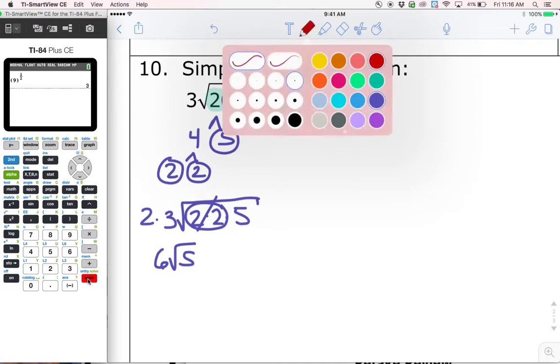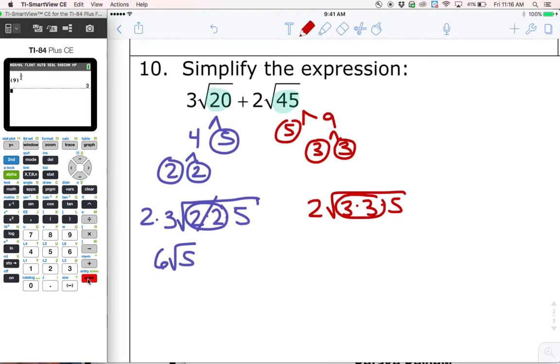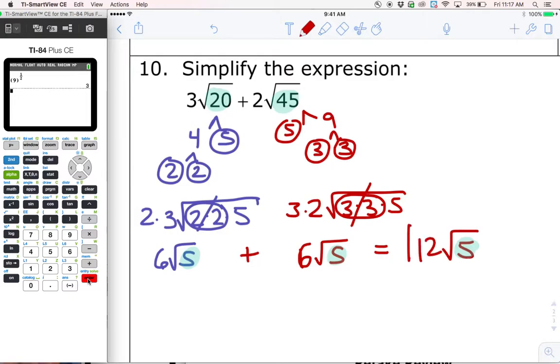Now the 45, we're going to do the same thing. I'm going to use 5 times 9, and then 3 times 3. And I already had the 2 outside, right? That was given to me. And I've got 3 times 3 times 5. All right, I've got a pair of 3's this time. So 3 goes outside. Multiply those out there. We've got 6 square root of 5. So we're trying to add these together. Well, now our numbers inside match. Okay, yes, the 6's match. That was just a coincidence. That does not normally happen. We don't really care if those match right now. We need the insides to match, and they do. So now we can add up the outsides, and we're going to get 12 square root of 5.